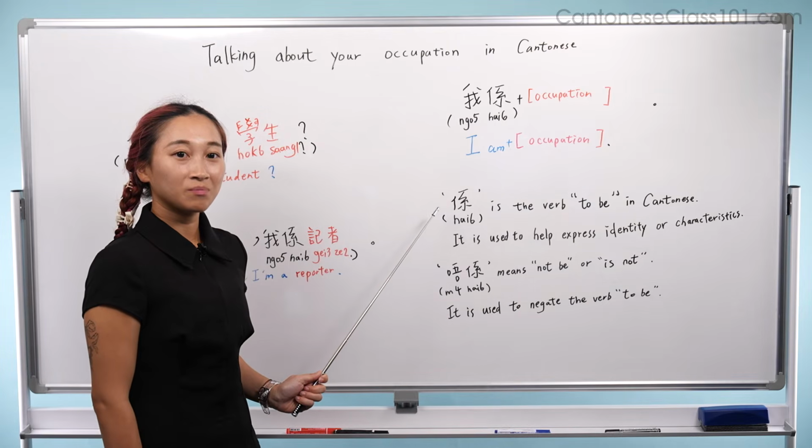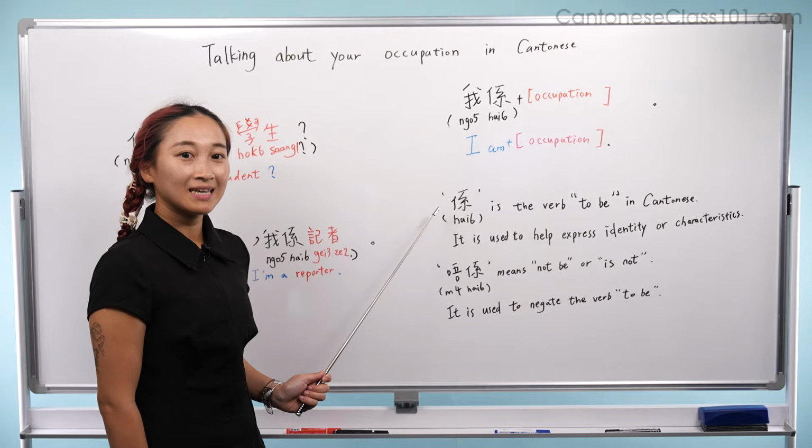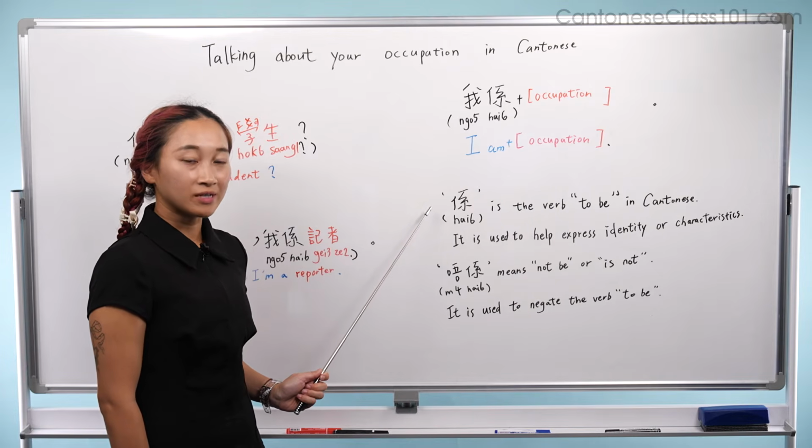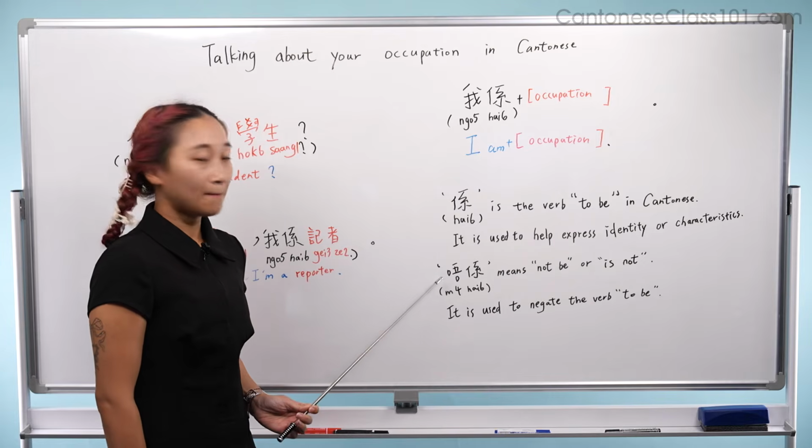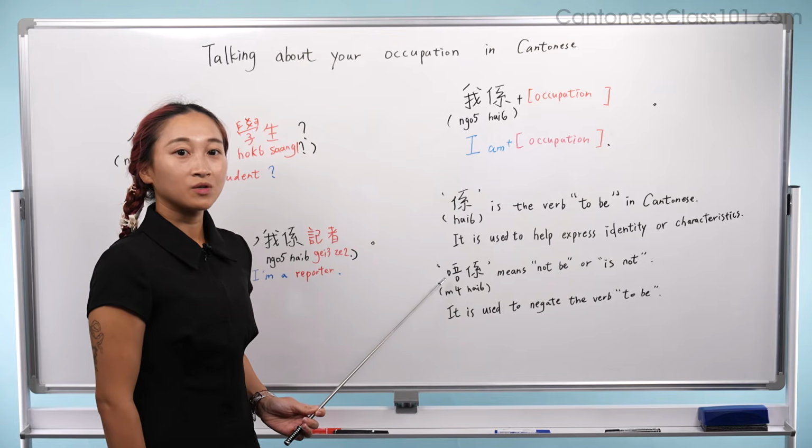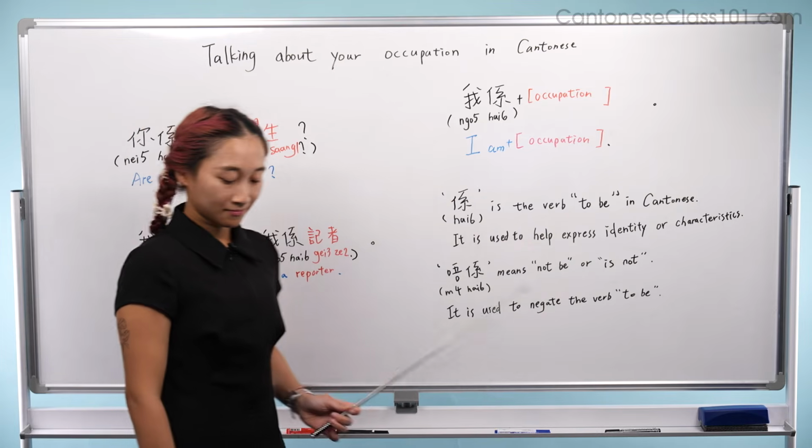係 is the verb to be in Cantonese. It is used to help express identity or characteristics. 唔係 means not be or is not. It is used to negate the verb to be.